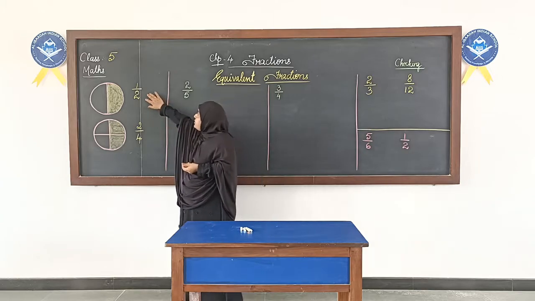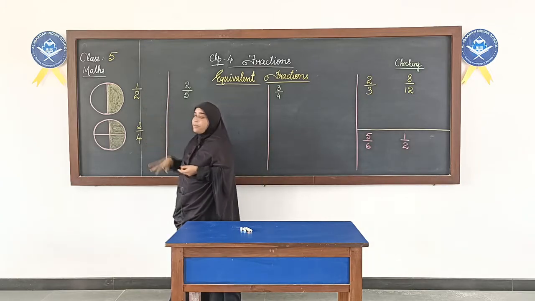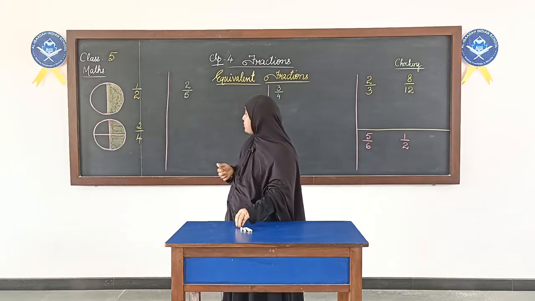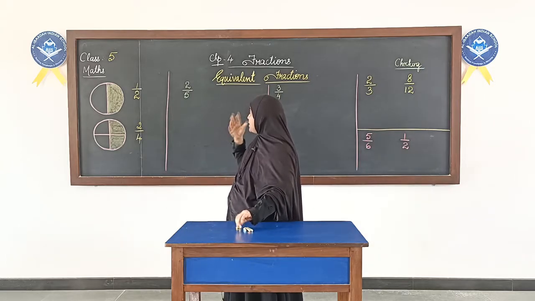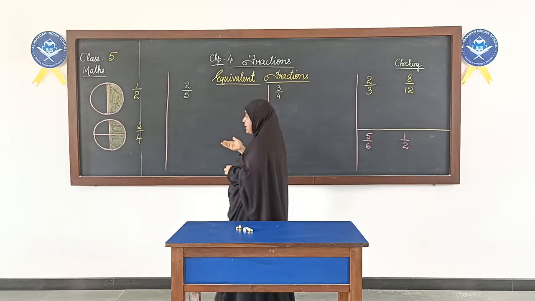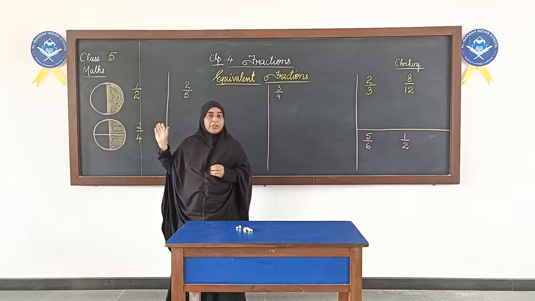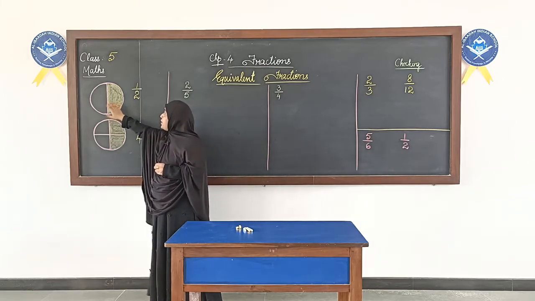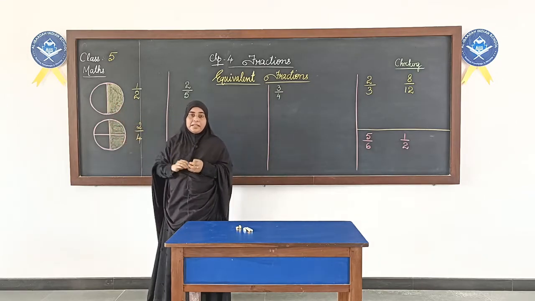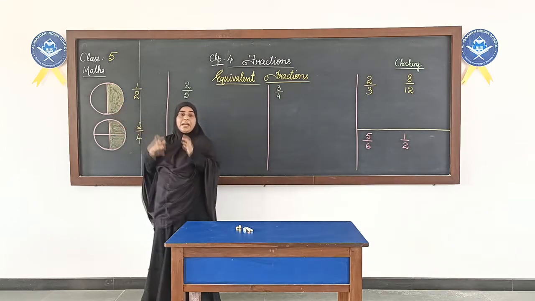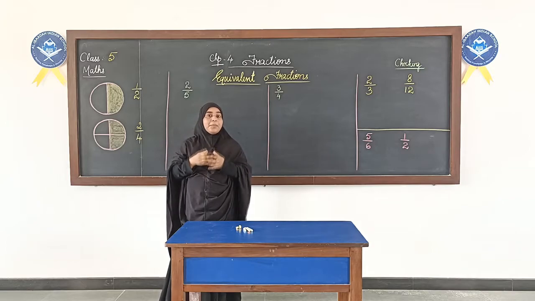Now, we can feel that 1 by 2 and 2 by 4 are two different fractions, right, because the numbers are different. In the first one the numerator is 1, denominator is 2. In the second one the numerator is 2 and the denominator is 4. They might look different, but if you look at the figure or the picture, what do you understand? Both are showing you the same amount, right, or same quantity.